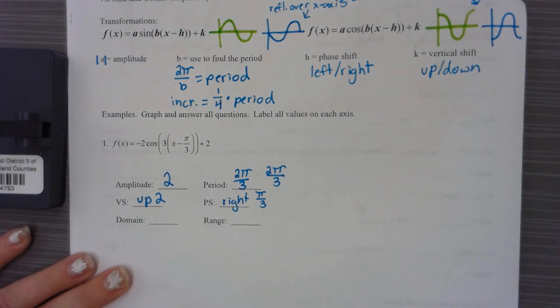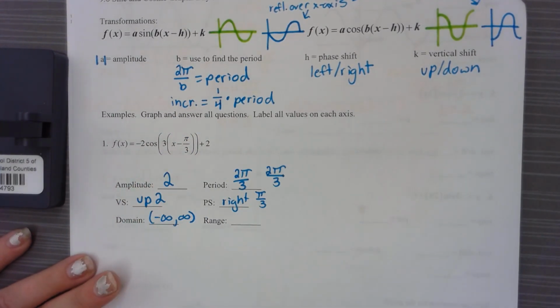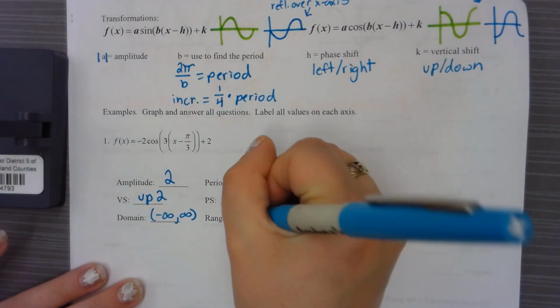Okay. That left and right shift, it's not going to change our domain because our domain is still negative infinity to infinity. So adding that phase shift in is not going to change any of these values from what we previously did. So typically my range is the negative amplitude to the positive amplitude, right? So negative 2 to 2, but then I'm shifting up 2, so what should it be? 0 to 4.